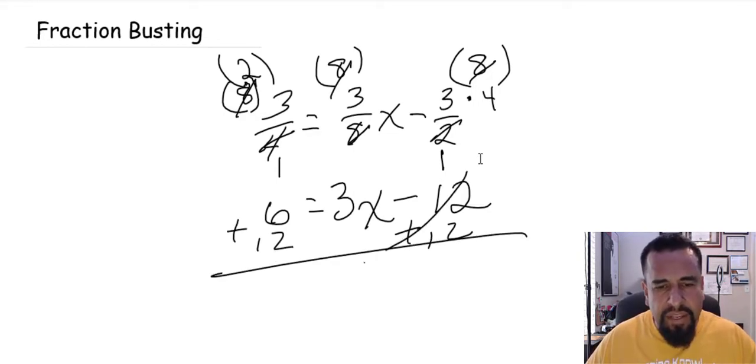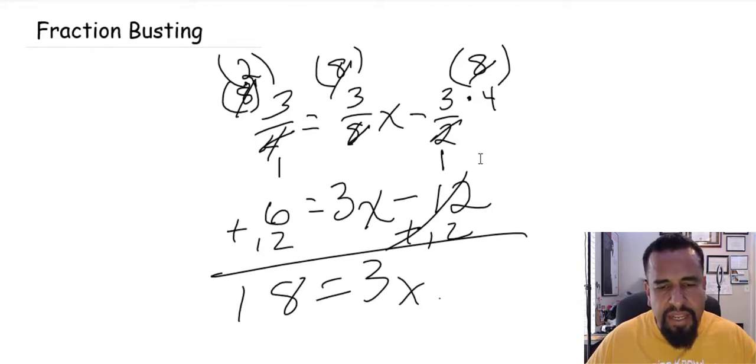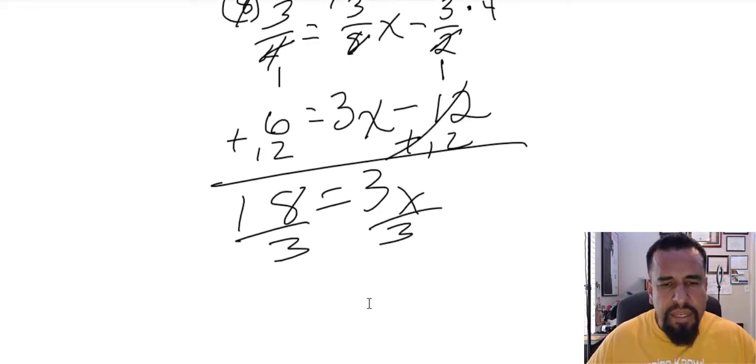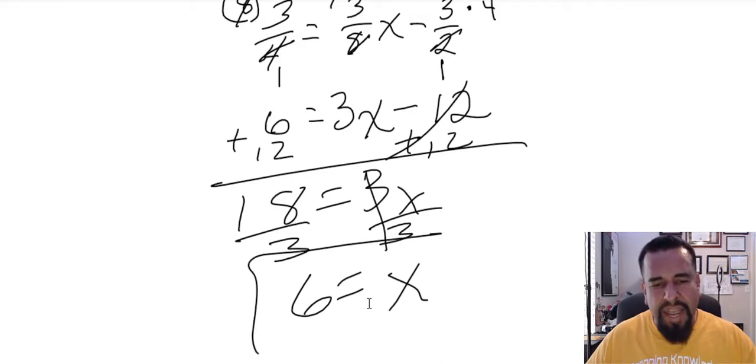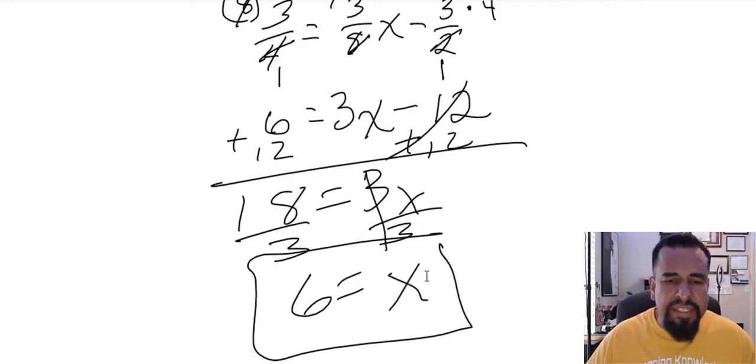And that right there gives me 3x by itself over here. Right here it gets me 18. I divide both sides by 3. Get some space here. And that gives me 1x. This gives me 18 divided by 3, and that equals 6. So x has a value of 6. And that's it. That's all there is to fraction busting.